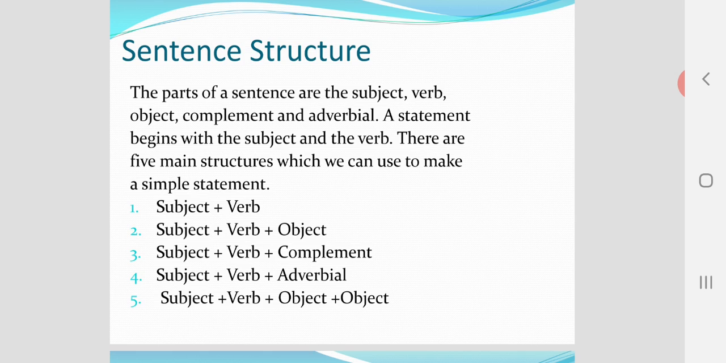Subject is who or what performs the action and verb is the action that is being performed. So there are 5 main structures which we can use to make a simple statement. Number 1, subject plus verb. Number 2, subject plus verb plus object. Number 3, subject plus verb plus complement. Number 4, subject plus verb plus adverbial. Number 5, subject plus verb plus object plus object.